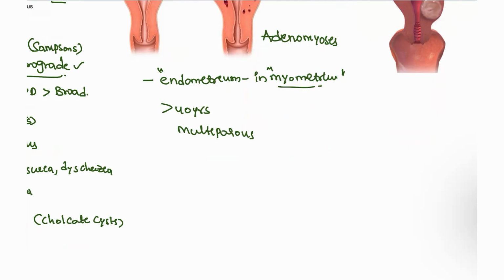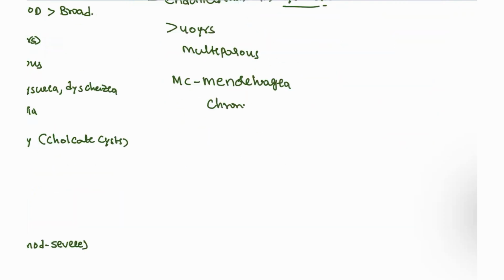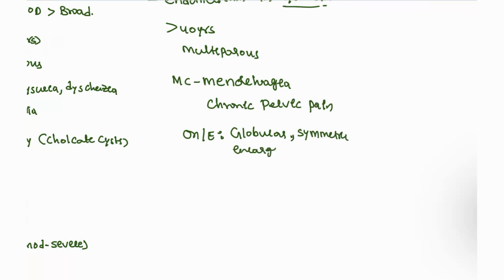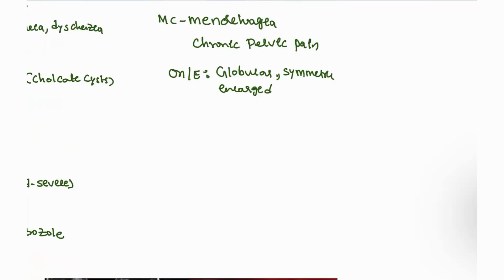Next, the most common symptoms: it can be associated with menorrhagia. Okay, heavy bleeding will be seen in this patient, and chronic pelvic pain is also seen. On examination, you are going to see the uterus will be globular and symmetrically enlarged. Tenderness will be associated, and adnexal pain will also be seen due to the increase in hormonal issues. That is also seen in these patients.